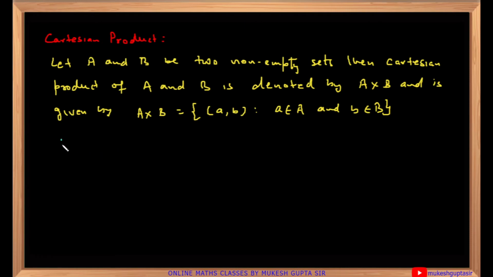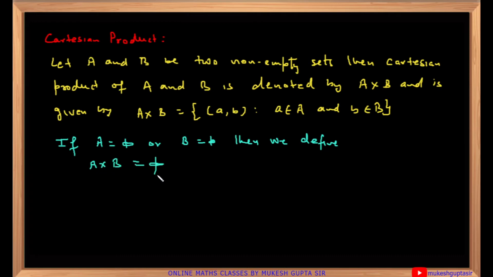This is for non-empty sets. If A is empty, or B is the empty set, then we define A cross B as the empty set. So for non-empty sets, we define A cross B as the set of ordered pairs. For empty sets, we define A cross B equal to the empty set.